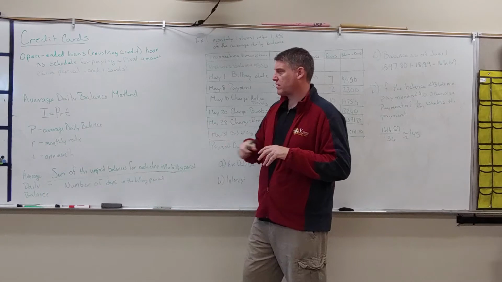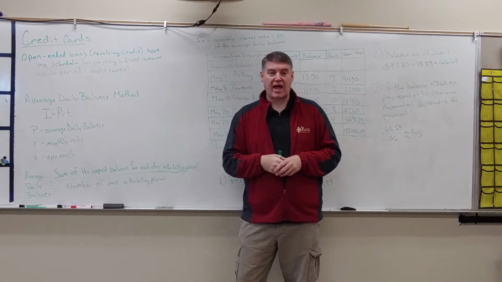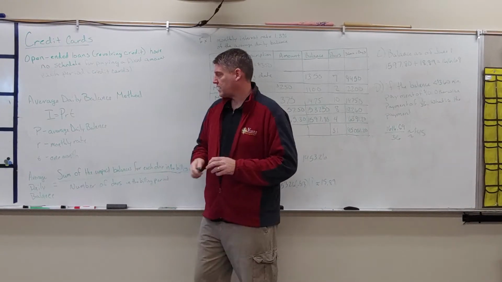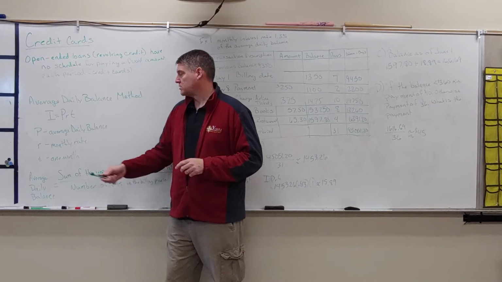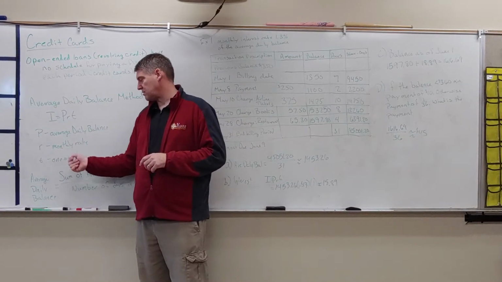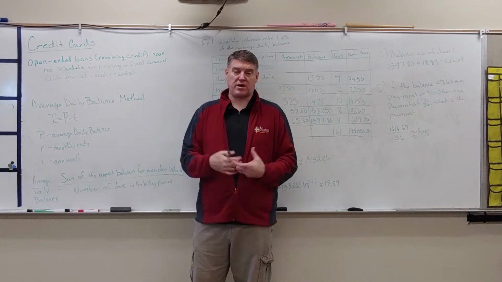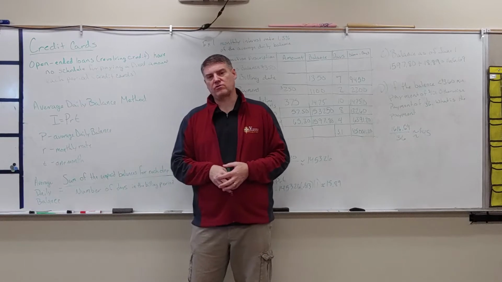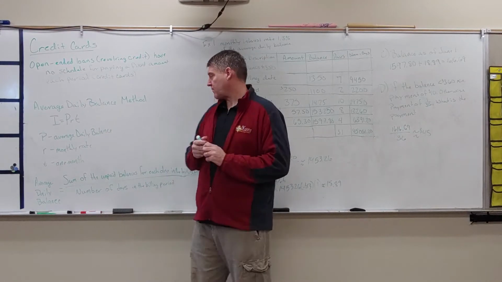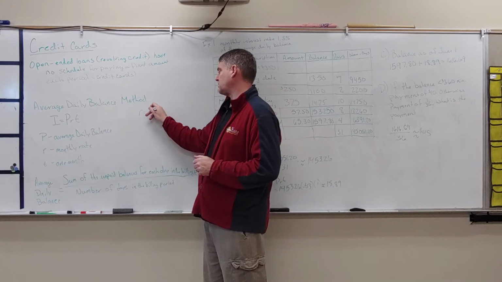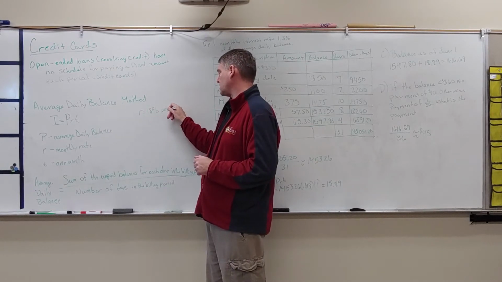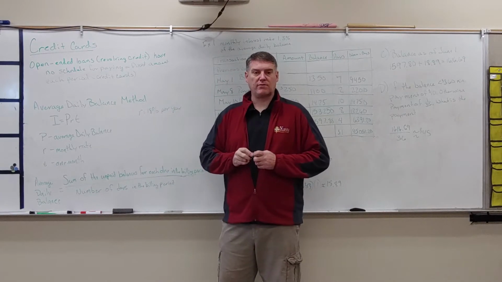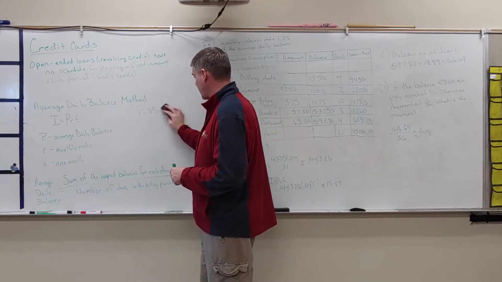A lot of credit cards use the average daily balance method. Their interest is found using I = PRT, where P is the average daily balance, R is the monthly rate, and T is 1 month, or how many times it is in a month. If R was 18% per year, to get the monthly rate we just divide that by 12, so that would be 1.5% per month.